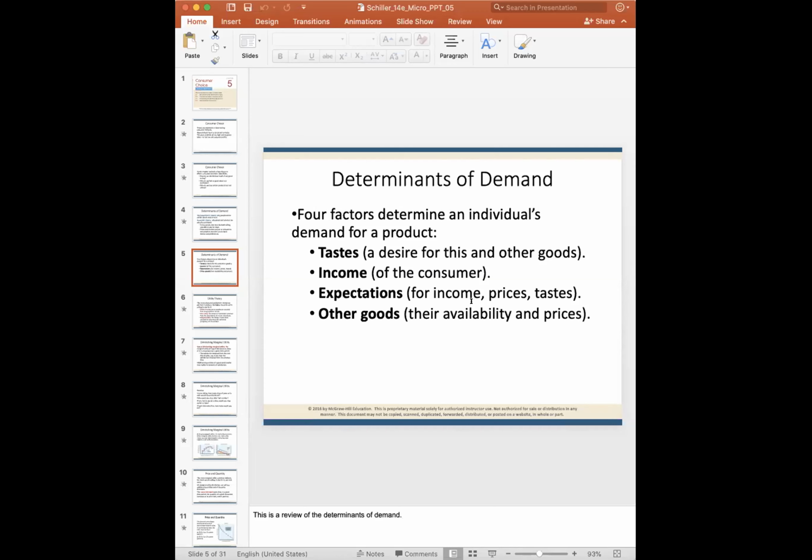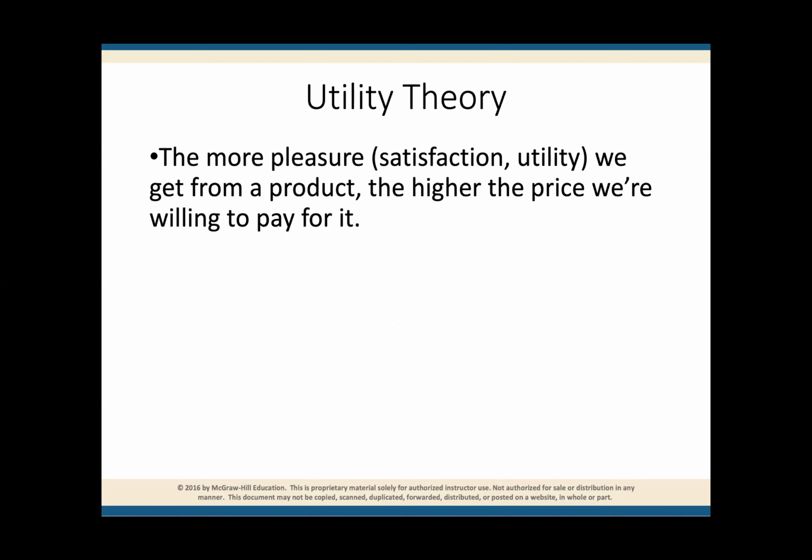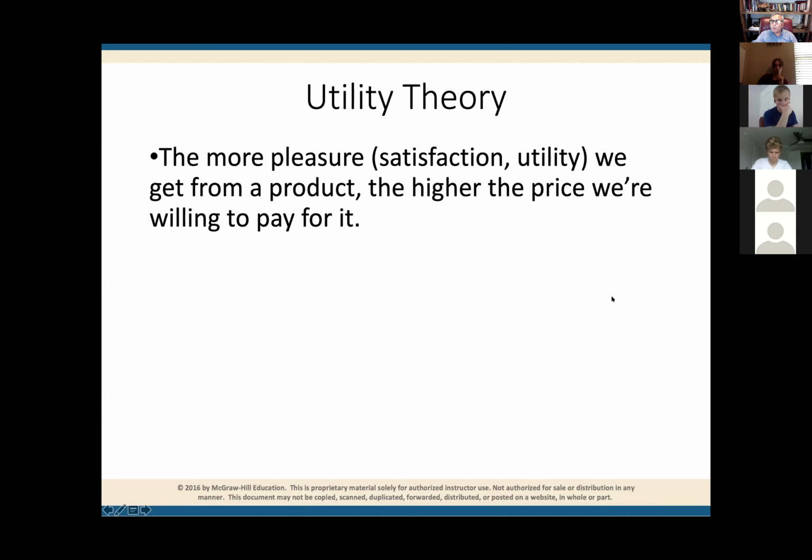Okay. So this is what we have learned. What are the 4 factors that determine an individual's demand? In other words, when you go to the store, what's going to determine if you're going to buy something or not? Well, it's your taste, your income, the expectations, and the price or availability of other products. So then the more pleasure or satisfaction that I expect to receive, then the more I'll be willing to pay for that product, right? So if I expect to receive a lot of satisfaction from a product, then I'm willing to give more money for that, right?